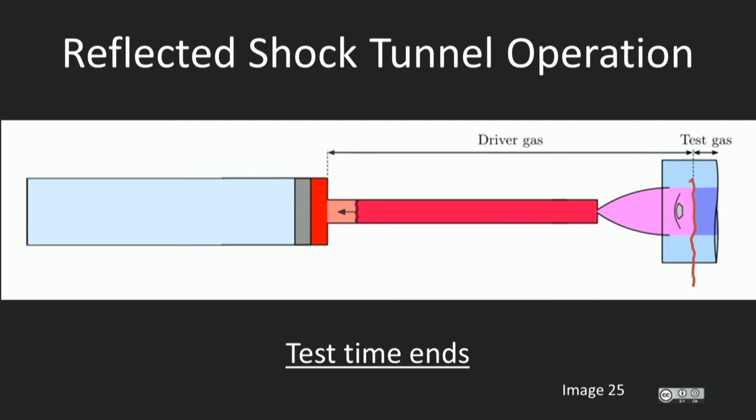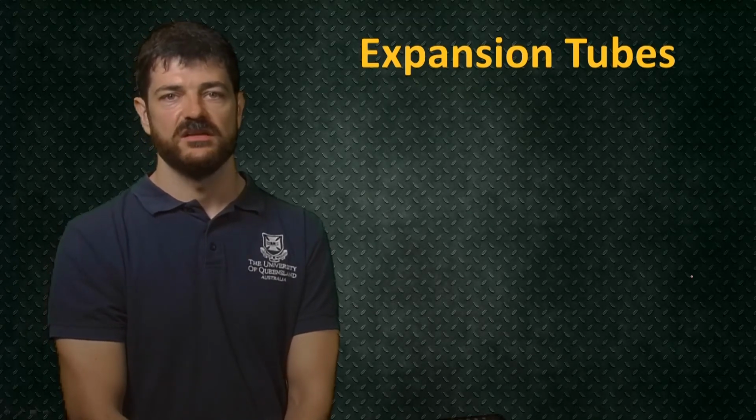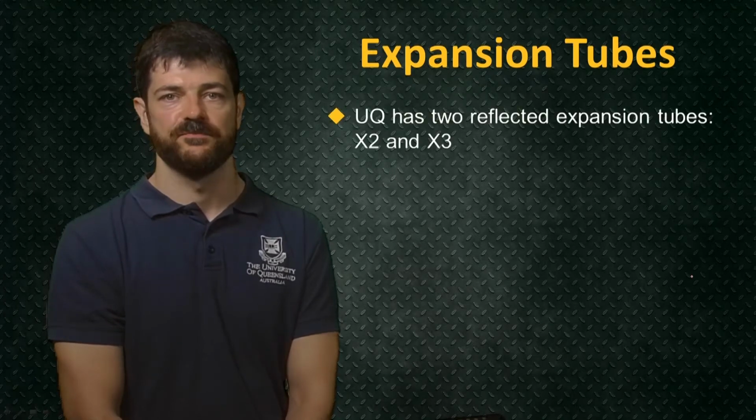Now, in reality, not all of the air test gas can be maintained at exactly the required flight conditions. So the useful test gas occurs a short time after the air starts flowing past the model and ends a short time before the driver gas arrives. So we use a period in between of steady flow to actually do our test. So we've just examined the operation of a reflected shock tunnel. Now we'll look into expansion tubes.